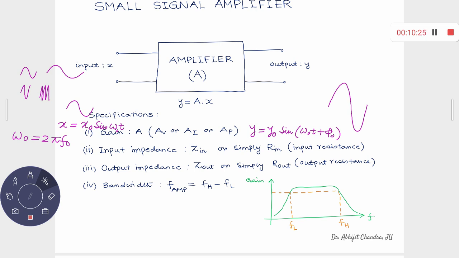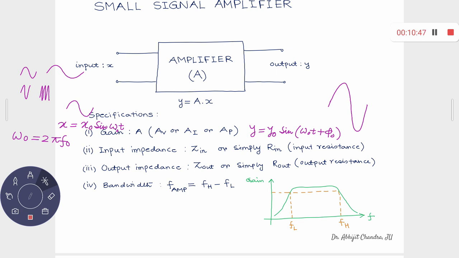The difference between FH and FL is known as the bandwidth of the amplifier. Typically, you should expect the bandwidth to be as large as possible, so that over a wider range I can have a relatively flat gain, a mid-band gain.